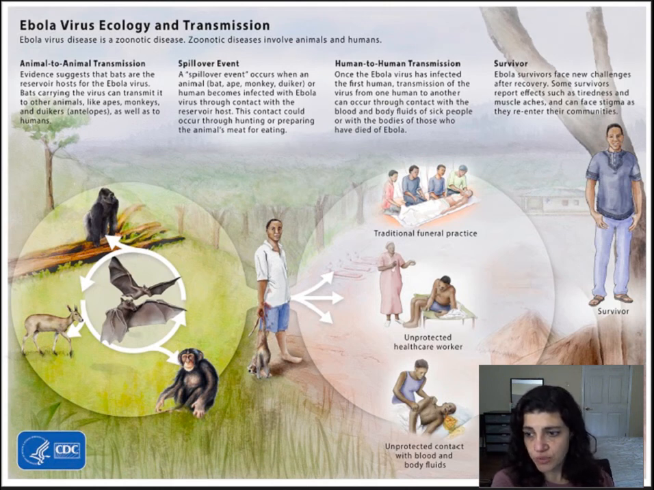Body fluids like urine, saliva, sweat, feces, vomit, breast milk, amniotic fluid, semen, all these can transmit. And objects such as clothes, bedding, needles, and medical equipment can also transmit.